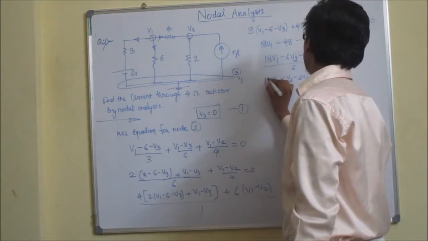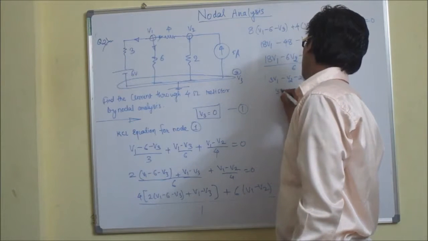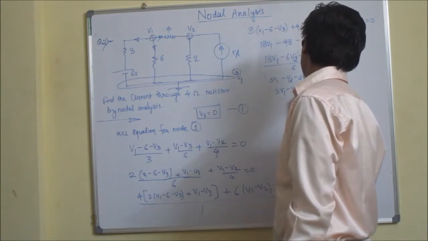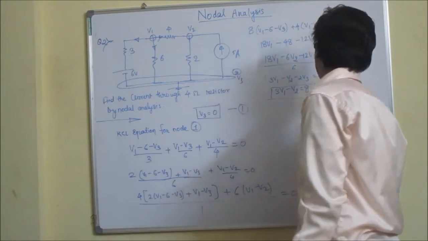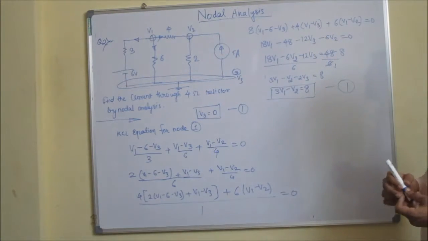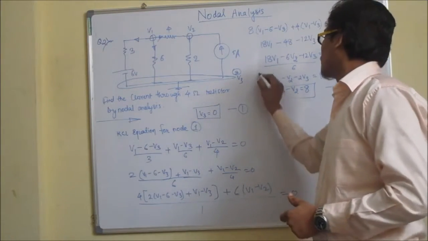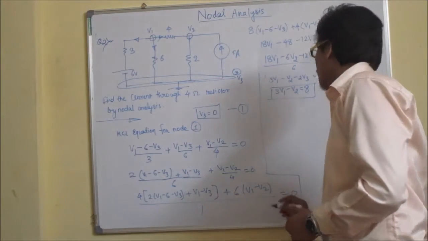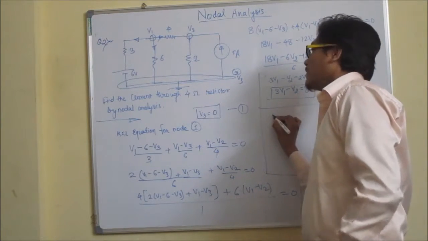But what is my V3? V3 is already 0. Therefore 3V1 minus V2 is equal to 8. This is my equation number 1. Now I will write the KCL equation for node number 2. Writing KCL.